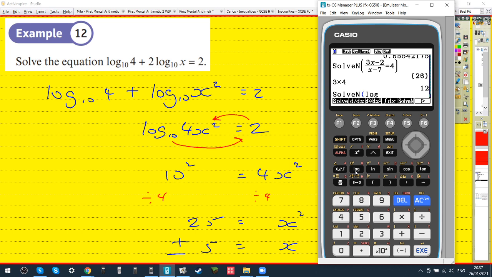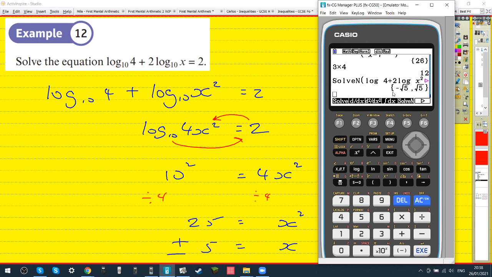I'm not going to put in the base. I'm just going to roll the dice on this one. Log 4, plus, 2 log x. Squared. So equals is shift decimal point. 2. I'm going to close the bracket and cross my fingers and press equals. So, more solutions may exist.